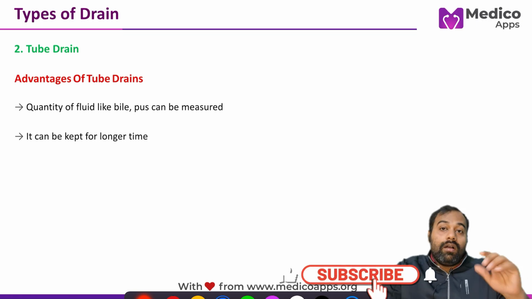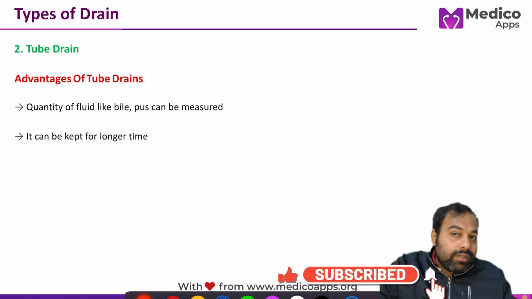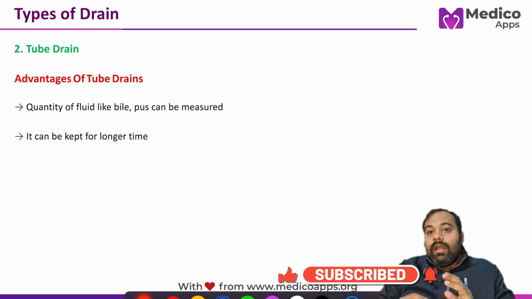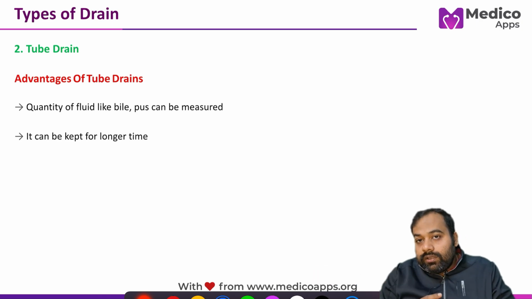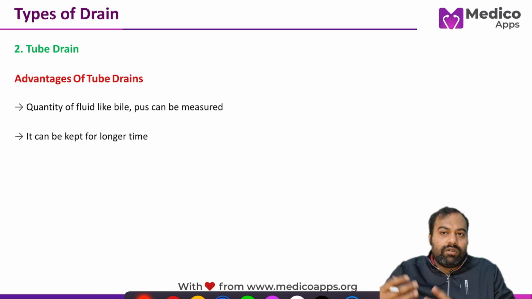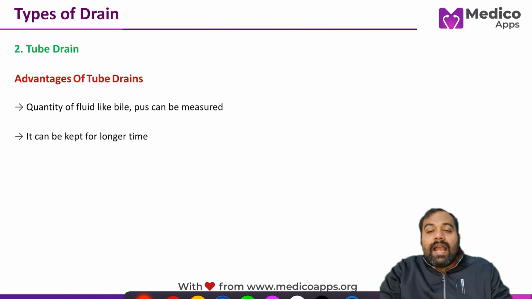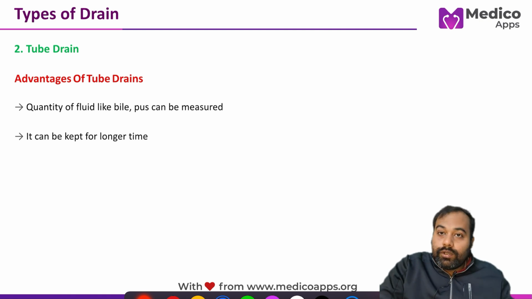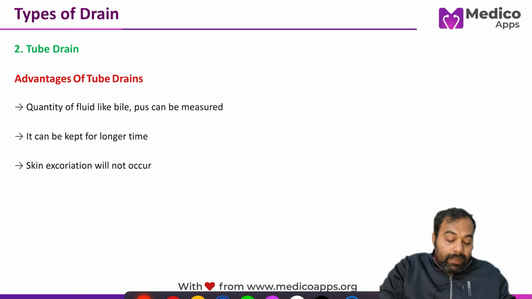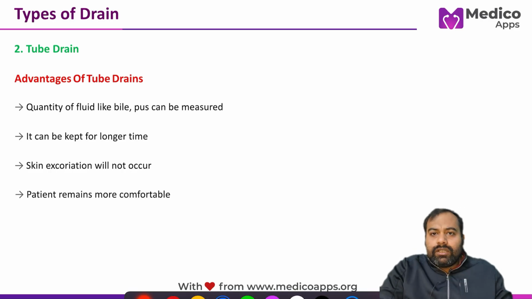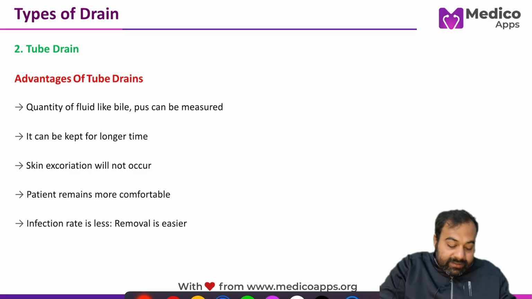Why? Because in case of open drain, there is association with skin excoriation, and multiple changes of the dressing are basically needed. It is associated with much more discomfort. So that's why we need to remove that drain as early as possible. But here in case of tube drain, we can keep it for a longer time because the excoriation will not occur in that case and the patient remains comfortable with the drain in situ.